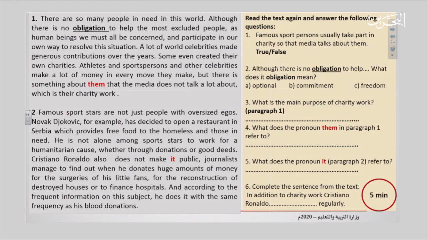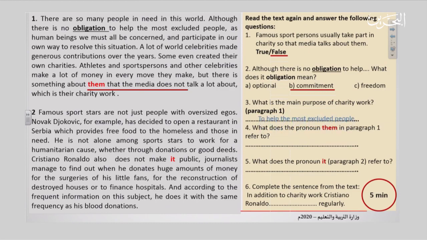Now let's discuss your answers. So the answer to question 1 is false. Why is that? Because athletes and sports persons don't do it in order for the media to talk about it, but they do it because they want to help people around them. Number 2, the meaning of obligation is commitment. So there is no commitment to help the most excluded people.